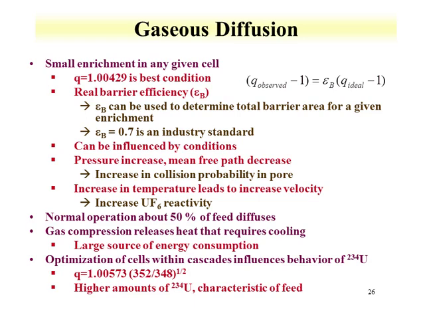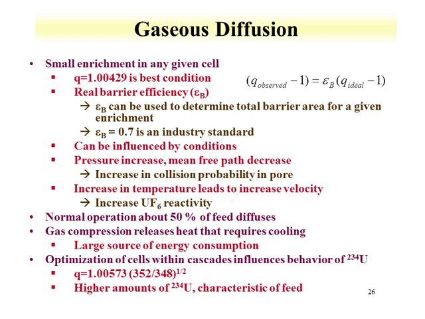This Q that we discussed in the previous slide is an idealized value under the best conditions. The real barrier efficiency is not nearly as good. It's actually around 70% of this amount. This can be influenced by a number of conditions, including pressure and the mean free path of the system. An increase in temperature leads to an increase in velocity, and this can also increase the uranium hexafluoride reactivity. So the uranium hexafluoride does react with the system, and obviously increasing the temperature leads to that.